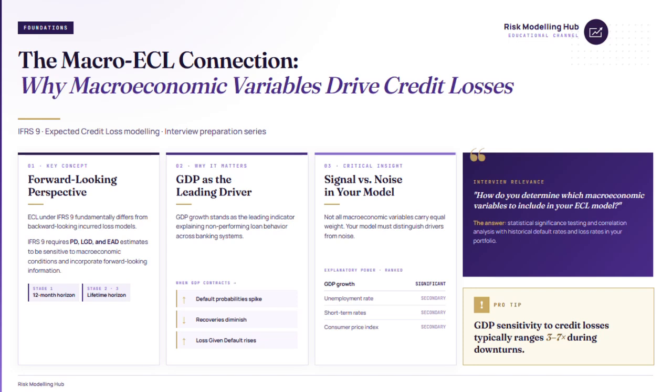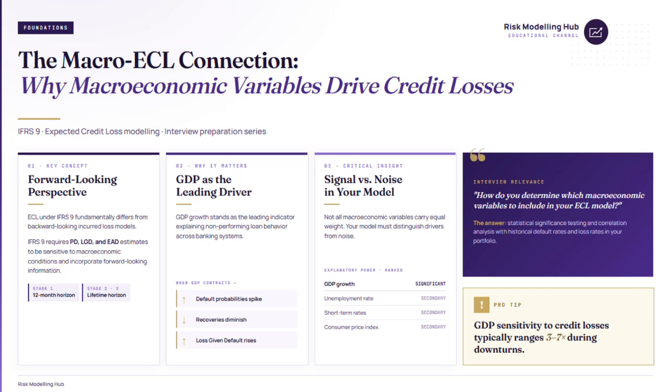They are fundamentally driven by macroeconomic conditions. Think of GDP growth as a leading indicator. So, when the economy slows, default rates spike, recoveries diminish, and loss rates rise across your entire portfolio. But here's the key, not all economic variables matter equally. You need to identify which ones truly move the needle for your specific business. Statistical testing helps you separate the signal from the noise, so you are only modeling what actually drives your losses.